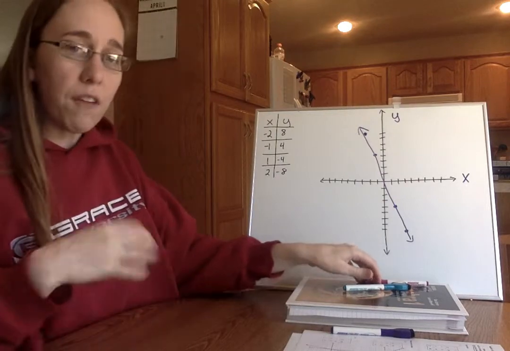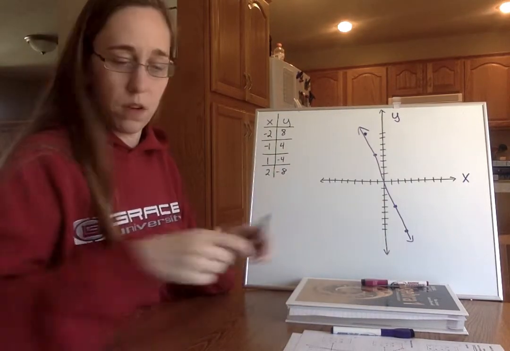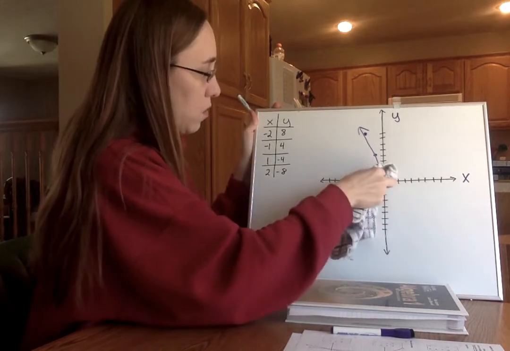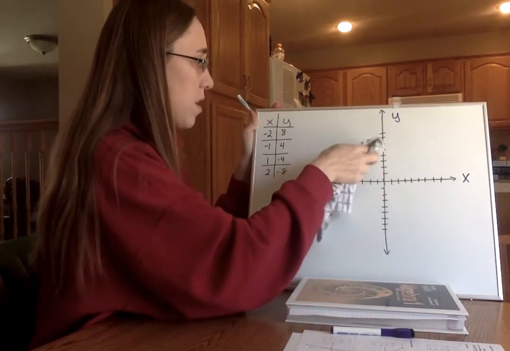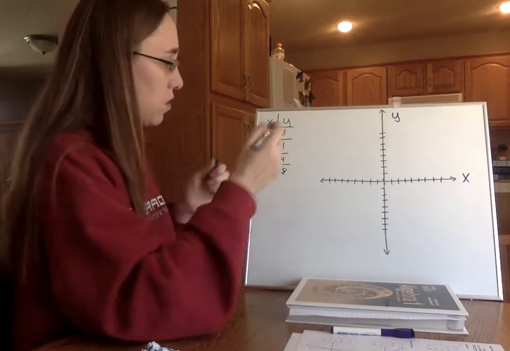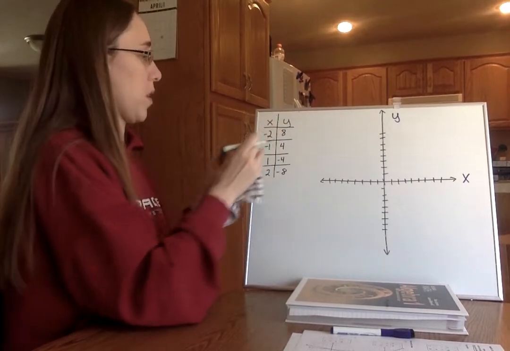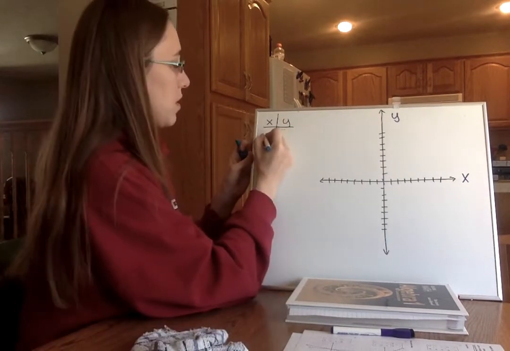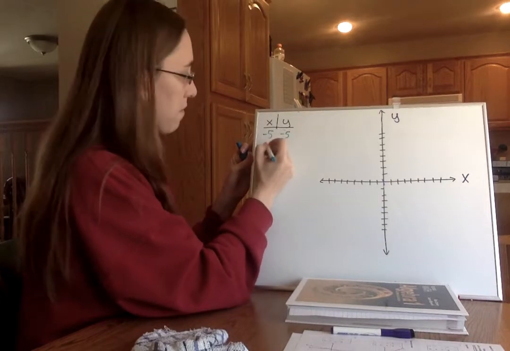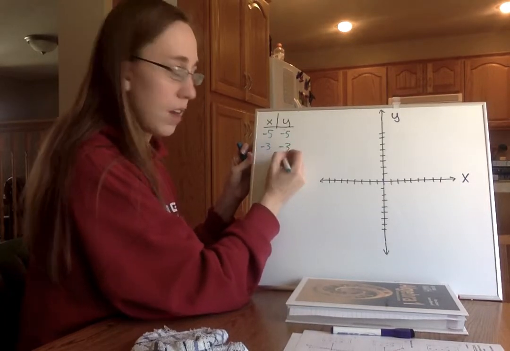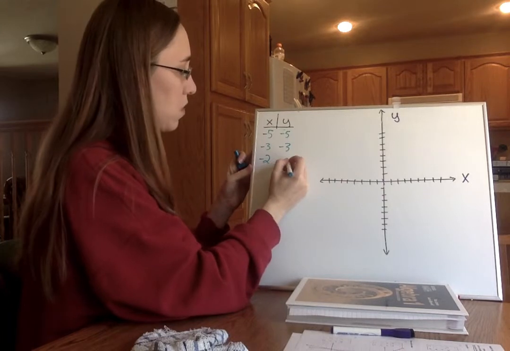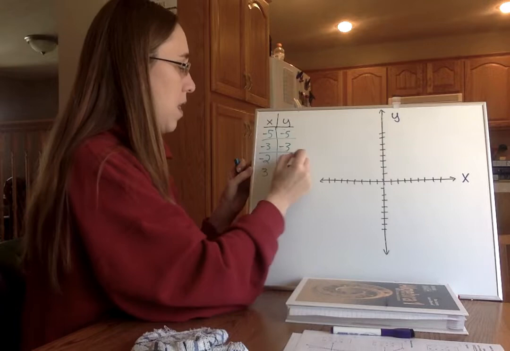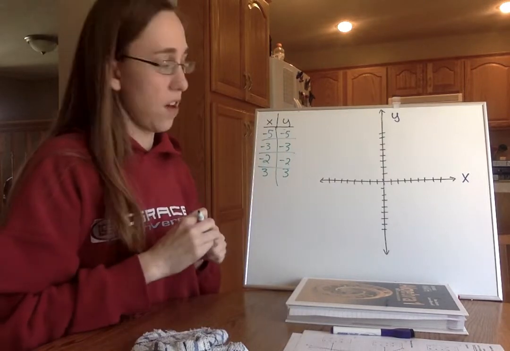Now, I'm going to graph another one. I'm going to leave this one up there. Well, we'll erase it. So we'll graph one more just so you can see another one. This one is going to have some different points. So I'm going to change the points in my table. I have the points -5, -5, -3, -3, -2, -2, and +3, +3.